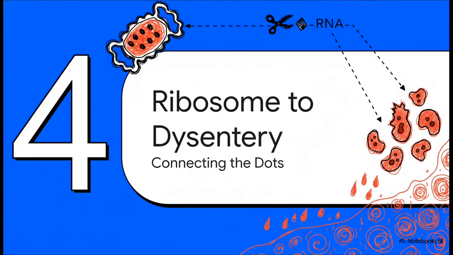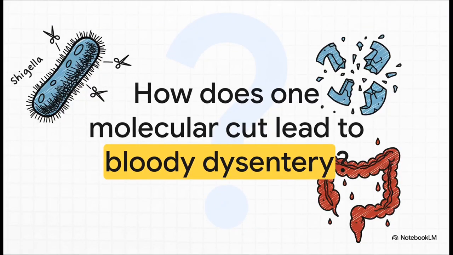So we have this incredibly precise molecular event, right? One single base cut from one RNA molecule. The final piece of our puzzle is to understand how this microscopic act of sabotage translates directly into the macroscopic clinical signs of bloody dysentery that we would actually see in a patient. So the question we really have to answer is this. How does a single molecular cut lead to bloody dysentery? How does one broken ribosome become a hemorrhagic colon?